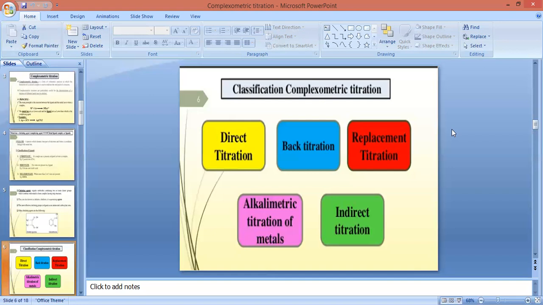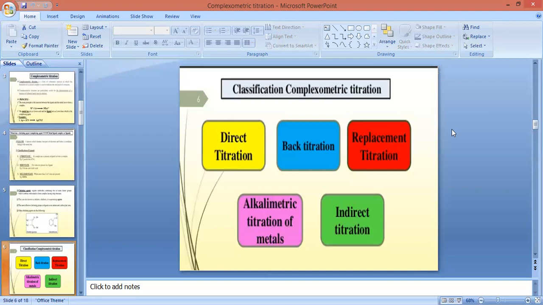The fifth type of titration under complexometric titration is the indirect titration. Here, indirect titration and replacement titration are both the same. When a direct complex is not able to form between the analyte and the complexing agent, we add another metal ion into the conical flask. A complex forms between Mg and EDTA. When all of the Mg has been consumed by EDTA, the excess EDTA will form a complex with calcium. So replacement and indirect titration are the same.